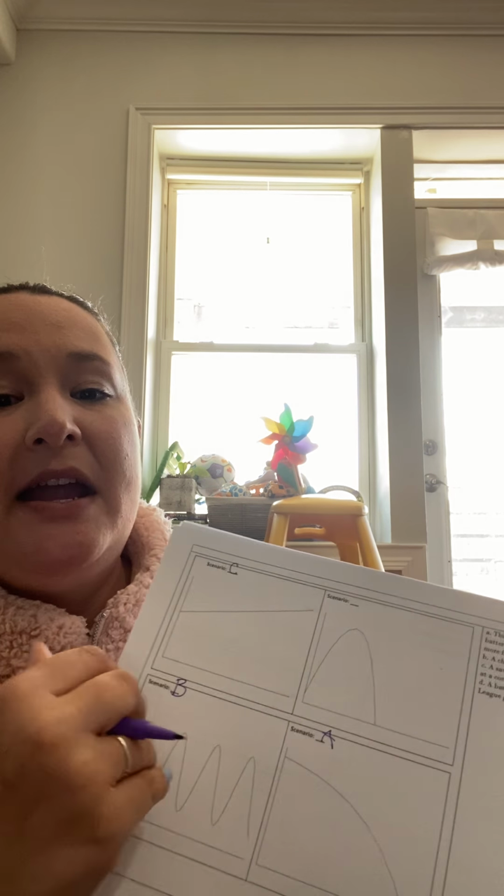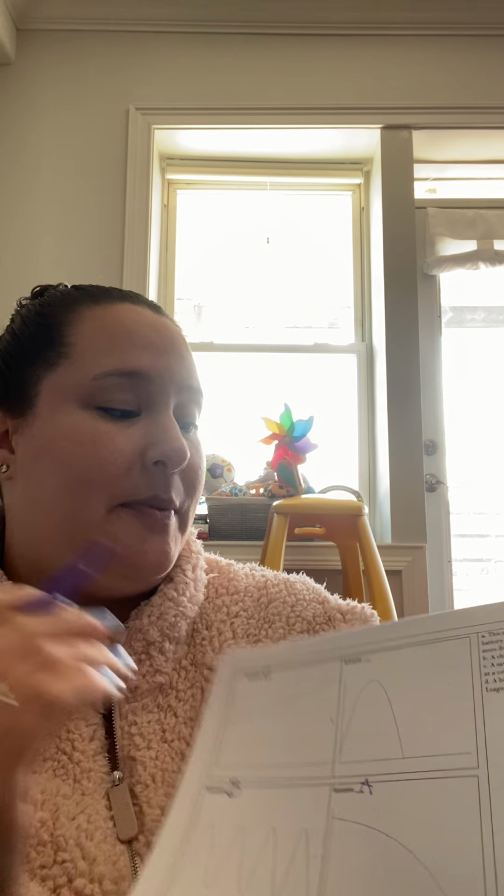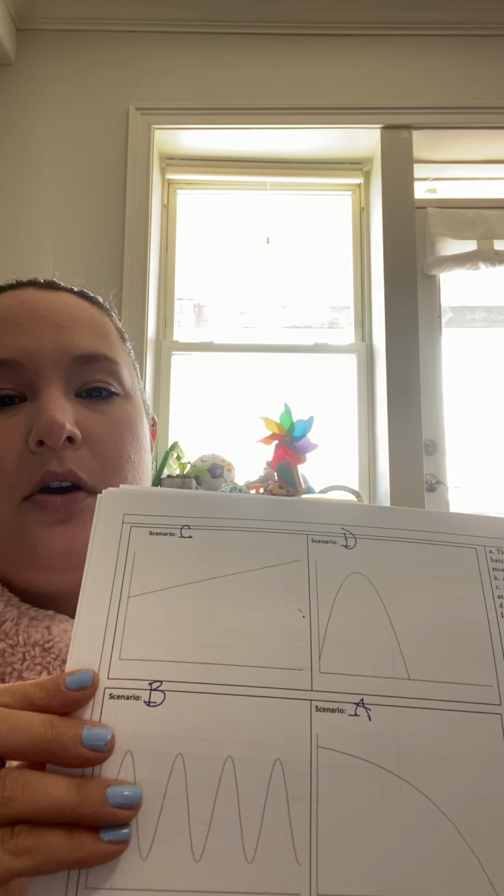And finally, D, a baseball has been hit at a Little League game. It's going to be this parabola, right? It goes up in the air and then it comes back down, just like when we learned about quadratics. So I'm going to put a D here. Wonderful.